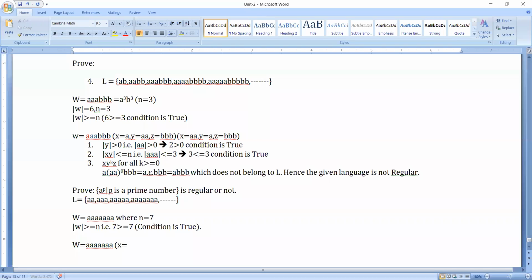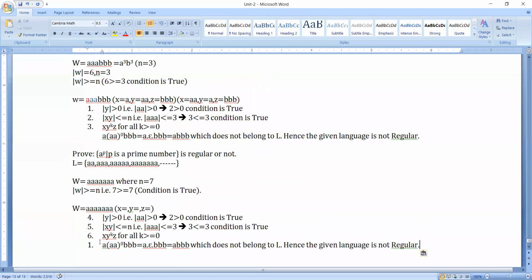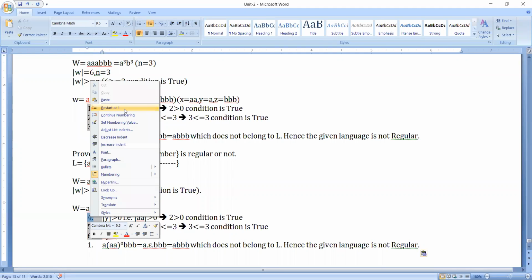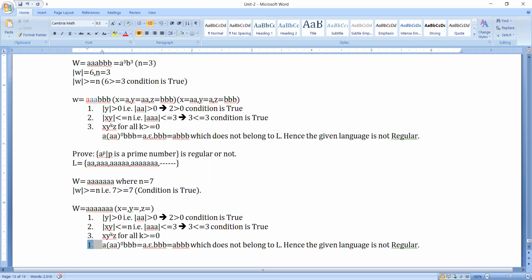What are those 3 parts? X portion, Y portion, and Z portion. So totally we need to divide this into 3 portions, X, Y, and Z. How do we have to divide? Subject to 3 conditions. The first condition is that the length of the pumping part, y, should not be equivalent to 0.